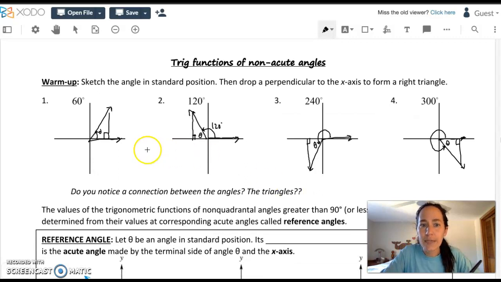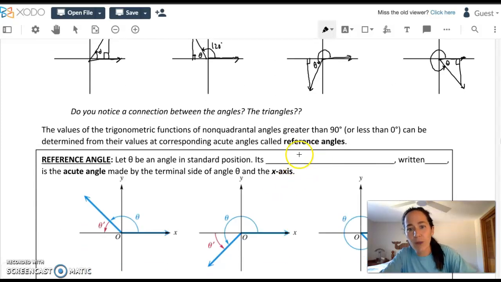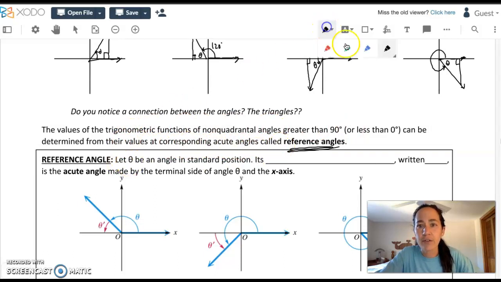So each of these angles, yes, you're in 4 different quadrants, but they have a special connection. They each have what's called a reference angle of 60 degrees. Reference angles are going to be important to us because you might get bored with your exact values sticking in quadrant 1. You want to break out and get to all the other 3 quadrants. So values of trig functions of non-quadrantal angles greater than 90 can be determined from their values at corresponding reference angles. Let theta be an angle, let's define this, in standard position.